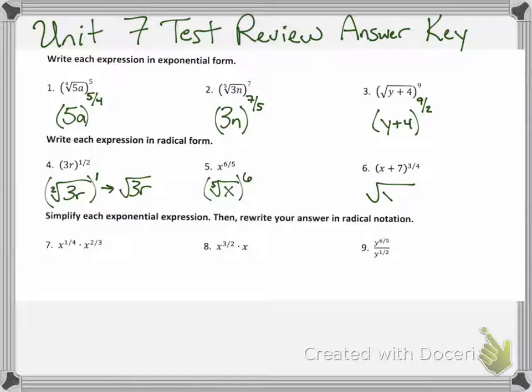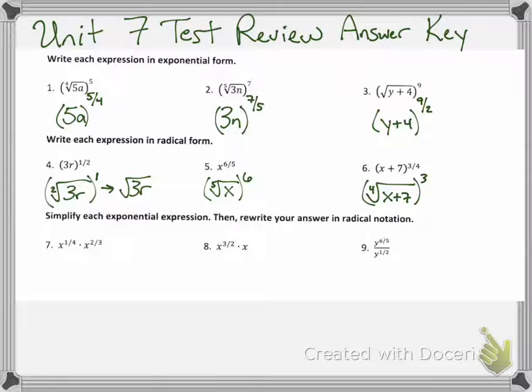And then last but not least, we have x plus 7 to the 3/4. The 4 is my bottom number, therefore that is my root, and that whole radical will be raised to the 3rd power. This next section underneath says to simplify each exponential expression, then rewrite your answer in radical notation. So let's take a look here using some basic exponent properties. How can we combine these terms together?